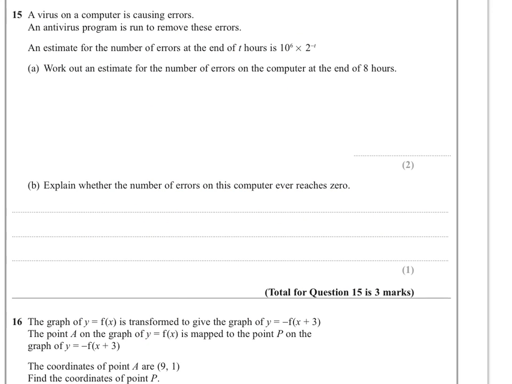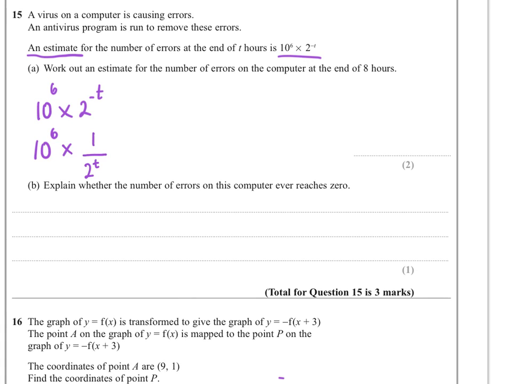Question 15. It says a virus on a computer is causing errors, and an antivirus program is run to remove these errors. Now it says an estimate for the number of errors at the end of t hours is 10 to the 6, which is 1,000,000, times 2 to the minus t. And I'd rather write that as 10 to the 6 times 1 over 2 to the t. Now part A says work out an estimate.